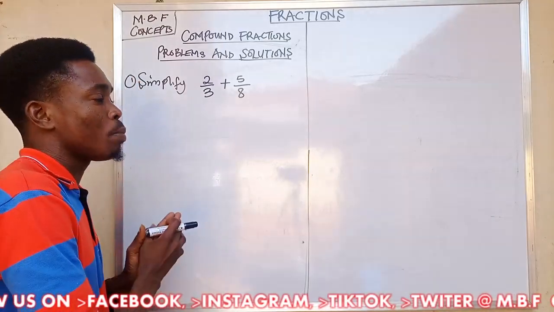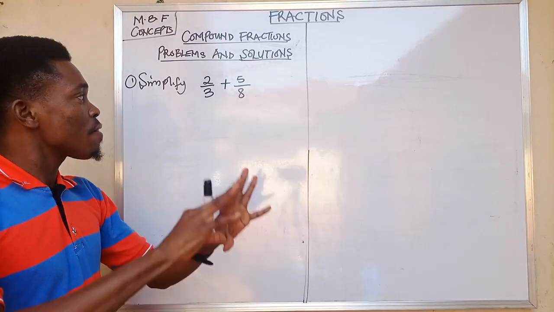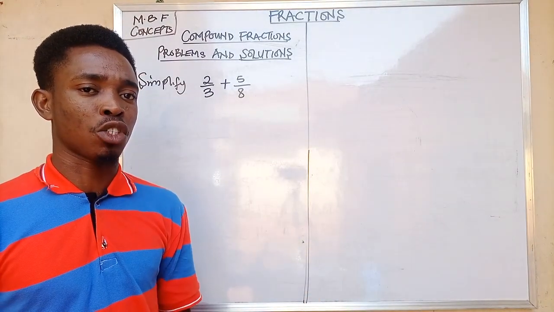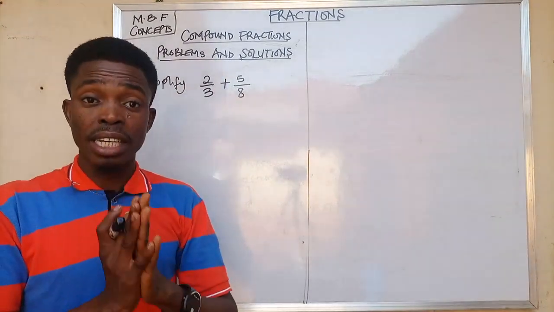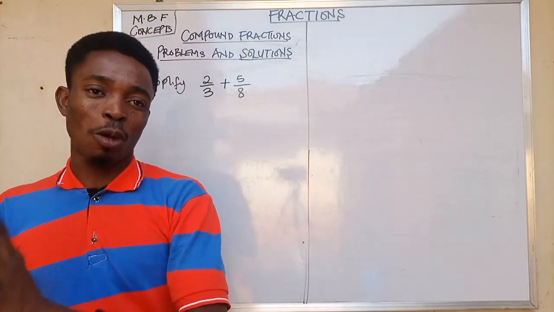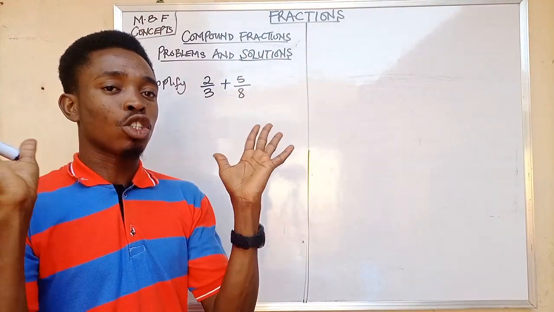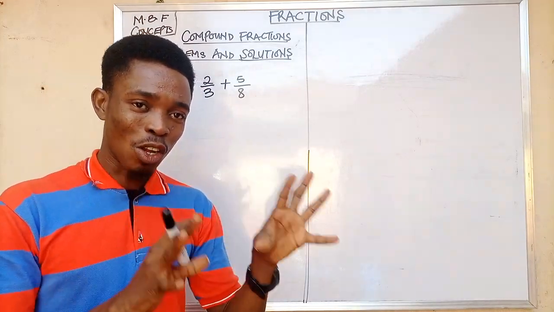So the very question number one, we are asked to simplify 2 over 3 plus 5 over 8. This is an example of a compound fraction. This is the first fraction, second fraction, they're both connected with what? An addition sign. All right. So we are looking at addition, subtraction, multiplication, and division in what? In compound fraction under the concept of fraction.